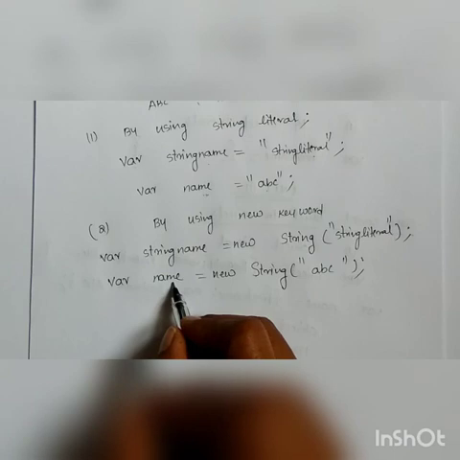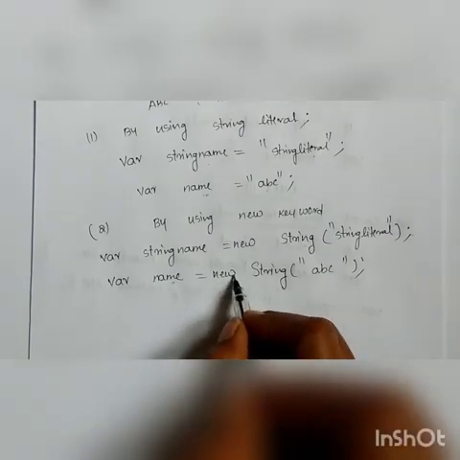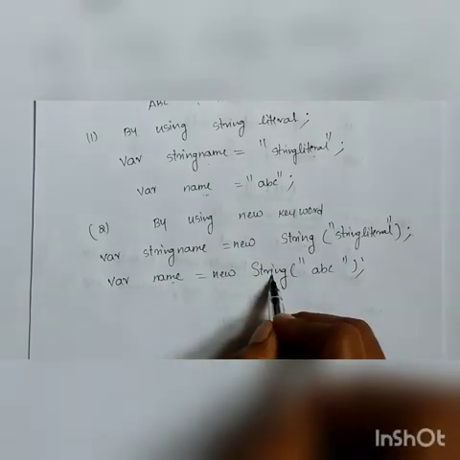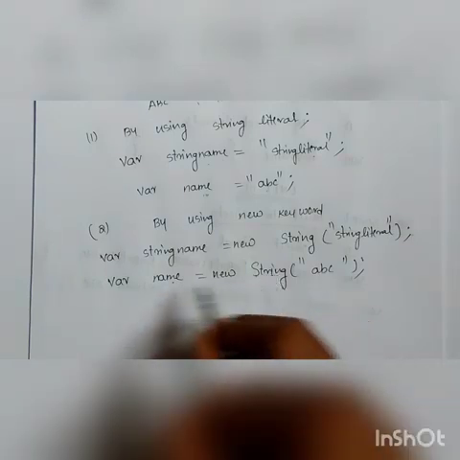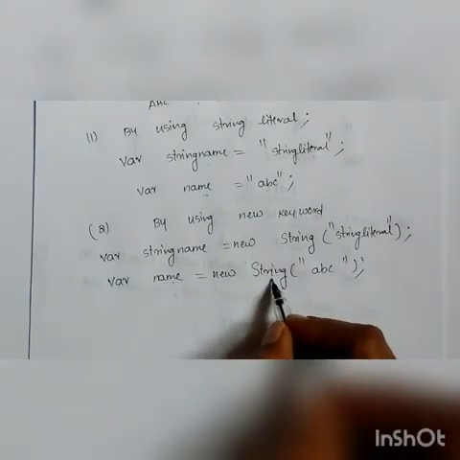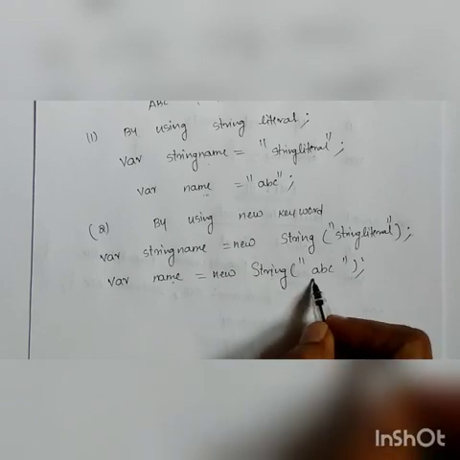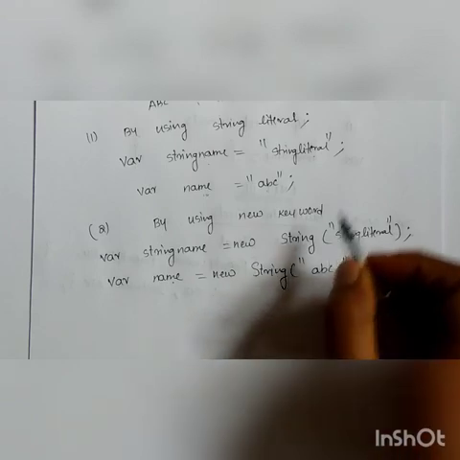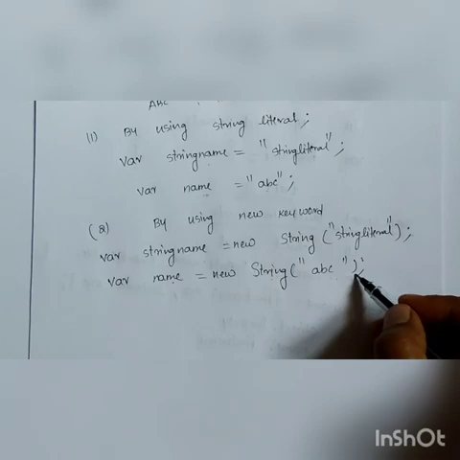So this name is a string object created by using which keyword? New. This is a class name, the String class. So name is an object of which class? String class. What is the string value here? ABC. So you can choose either the first method or the second method for creating the string object.